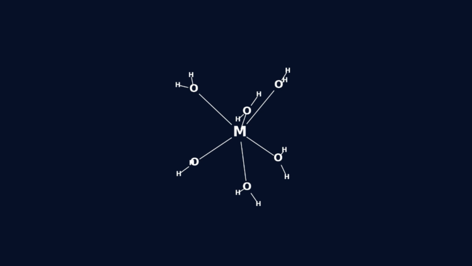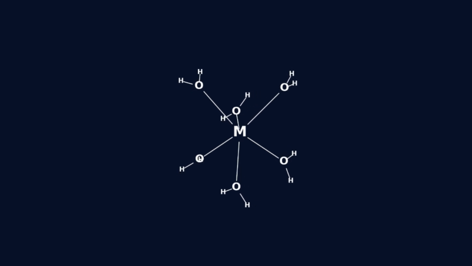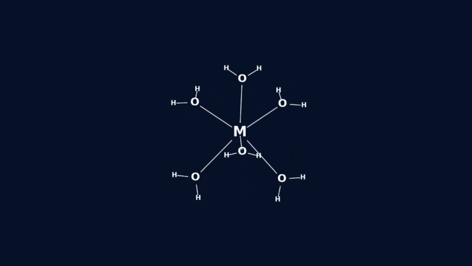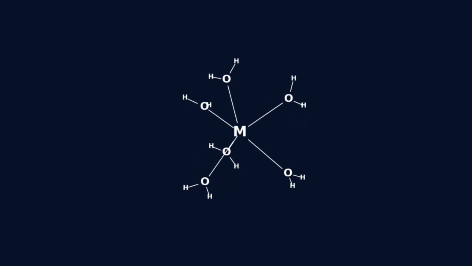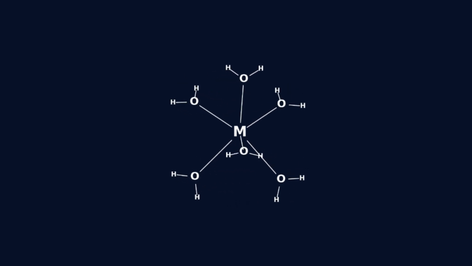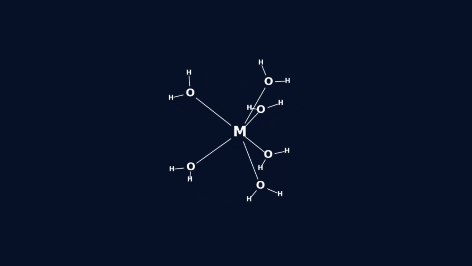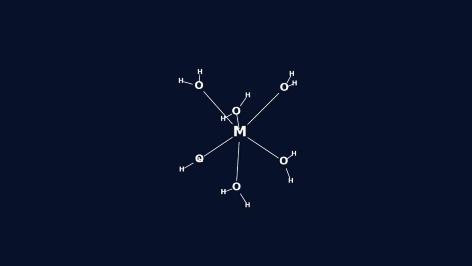Take a look at this representative hexacoordinated metal complex. 6 water molecules surrounding a central metal ion. Whether the center is a transition metal or an F-block element, the geometric principles to describe their structures remain the same.